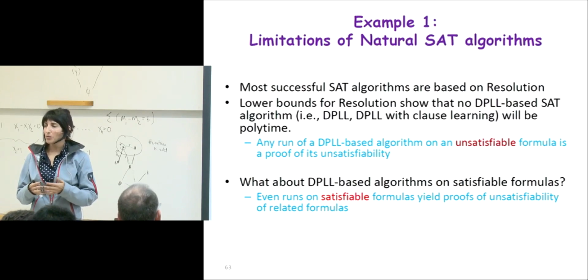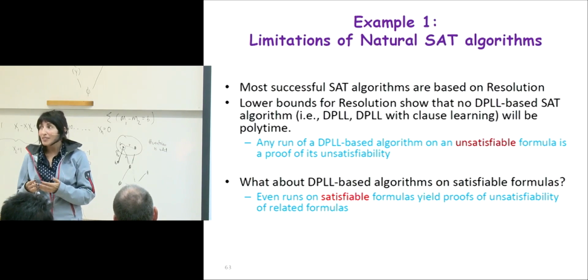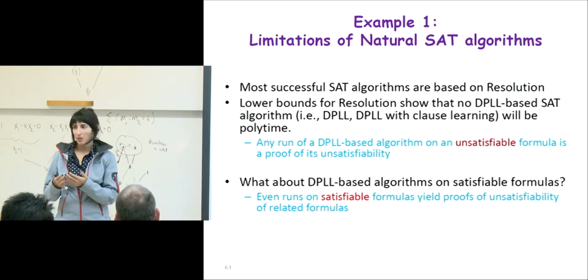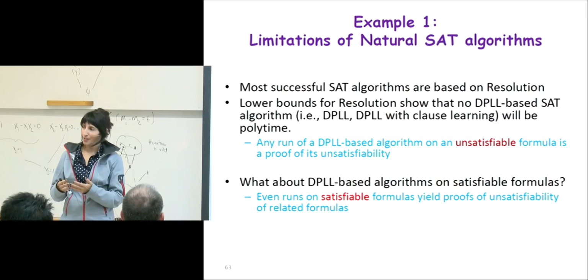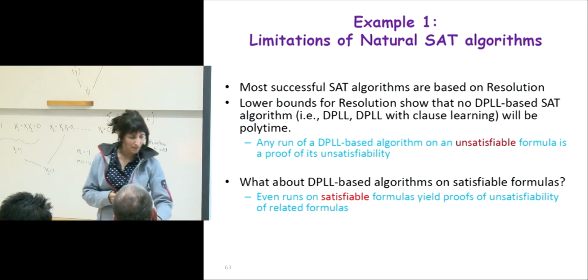But what's not obvious is, what if you're running a SAT algorithm on a satisfiable instance? You'd like to still prove that if you're running a DPLL-style algorithm on a satisfiable formula, you would like to understand when and why the algorithm is going to take a long time to find a satisfying assignment.